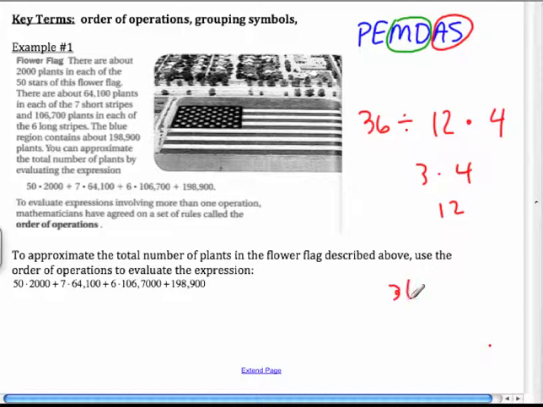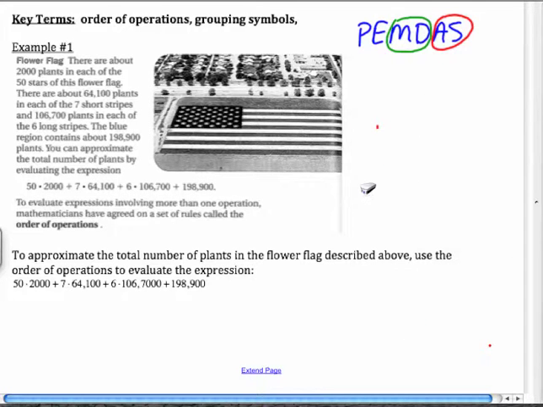Rather than 36 divided by, what's 12 times 4? 48? That would be what, 3/4 if I did that and reduced it, or 0.75? That'd be ugly. Not ugly, but that's just not what it means. Okay? Henry, yes, sir. If it was like 36 divided by 12 plus 4, then I would do division. I always do division before addition or subtraction. Yeah. All right.